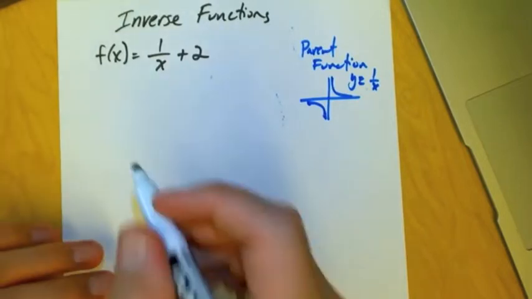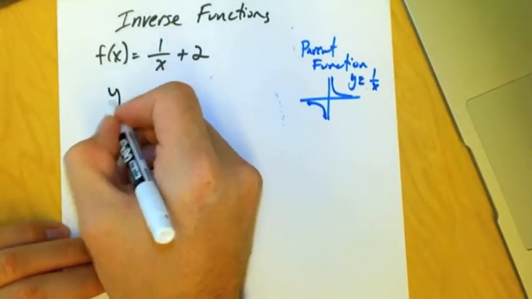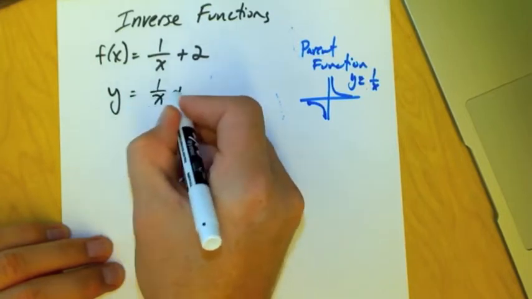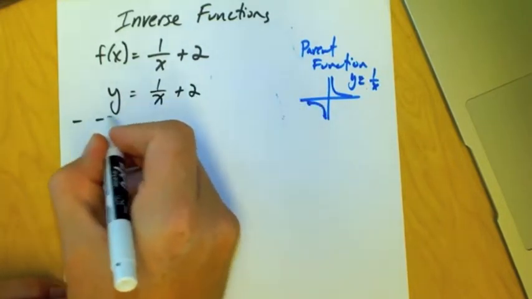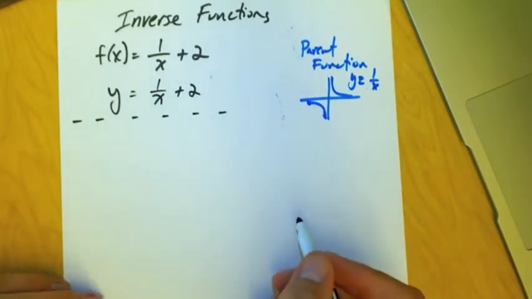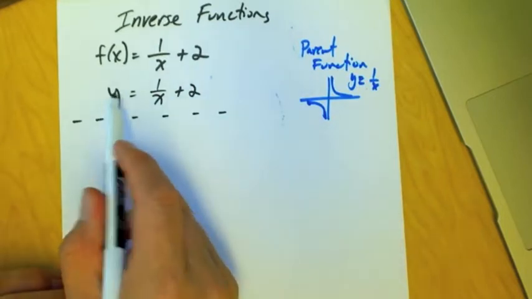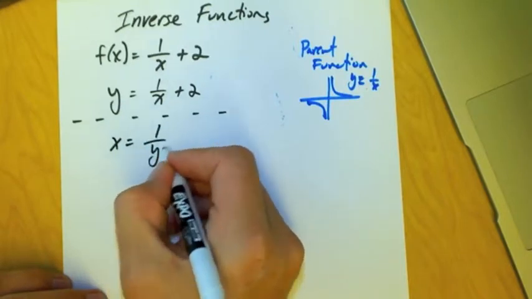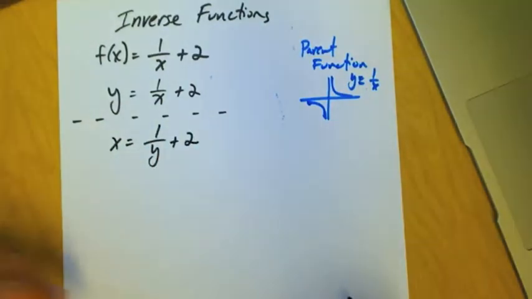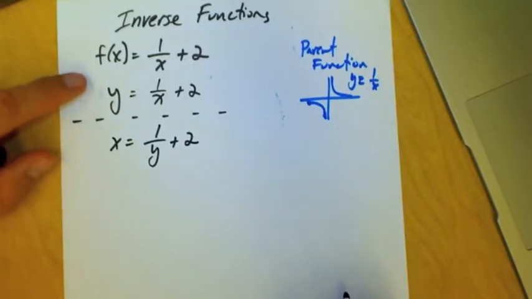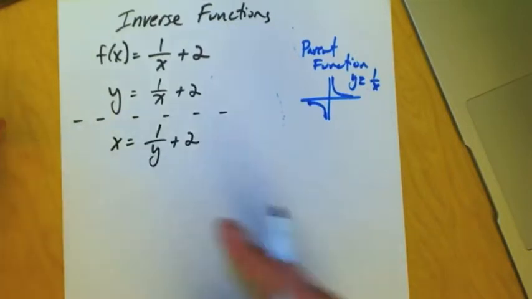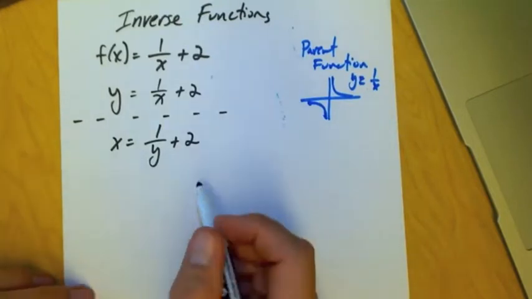Now, when you're determining what an inverse function is, you first change your f of x notation to y equals notation. Then we switch x and y. So it becomes x equals 1 divided by y plus 2. So now we're looking at a totally different function, not f, but a new function. When the x and y switch, it's of course going to be the inverse function.